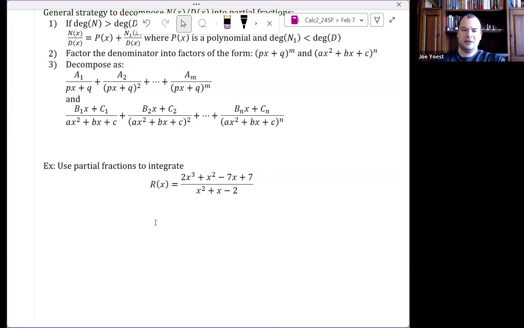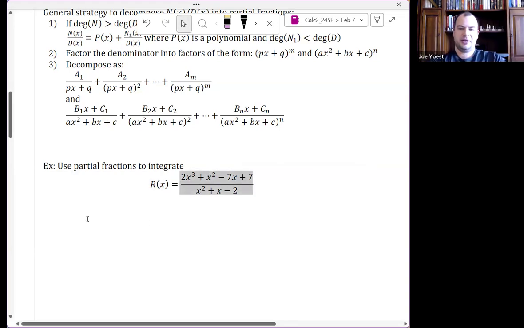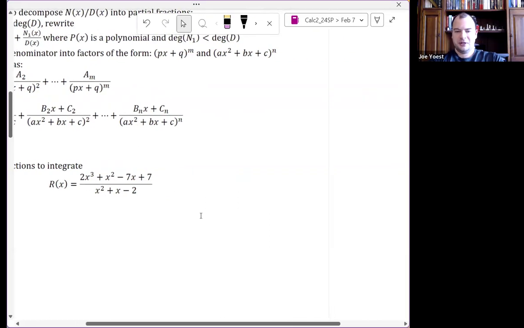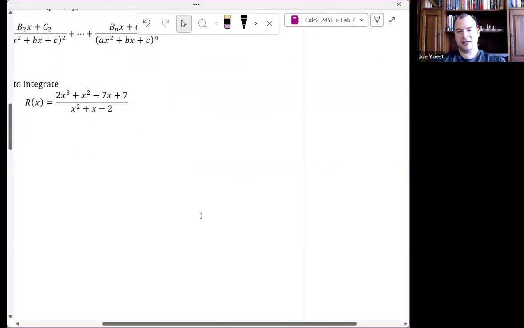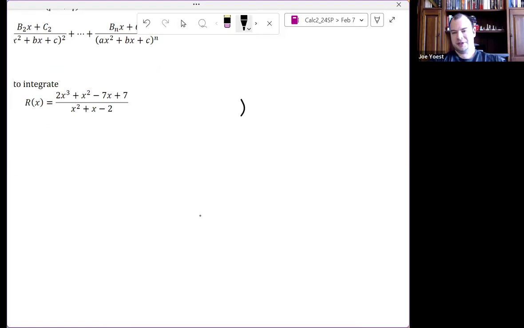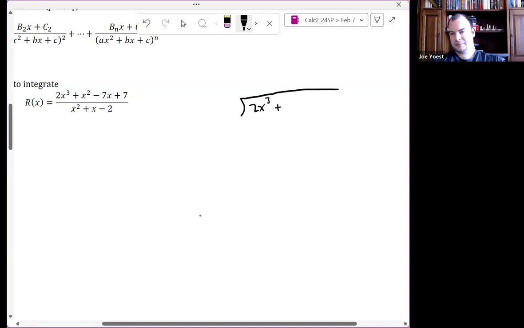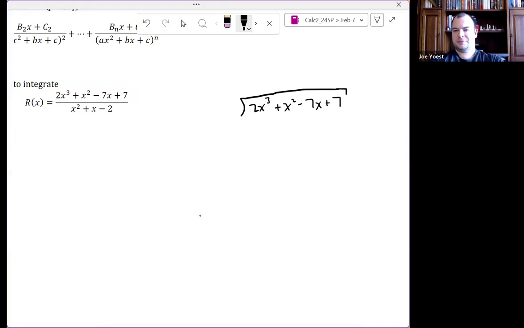So this is one where we have a couple extra steps to do. We note that the degree of the numerator is bigger than the degree of the denominator. So the first thing I'm going to do is come off to the side here and do a bit of polynomial long division. I want to divide my numerator polynomial by x squared plus x minus 2.